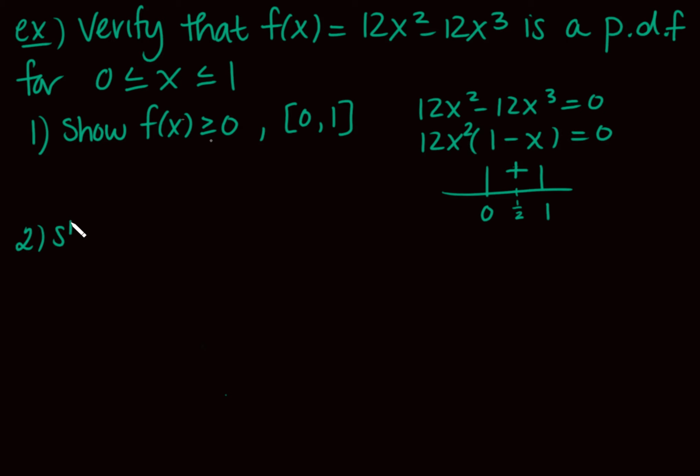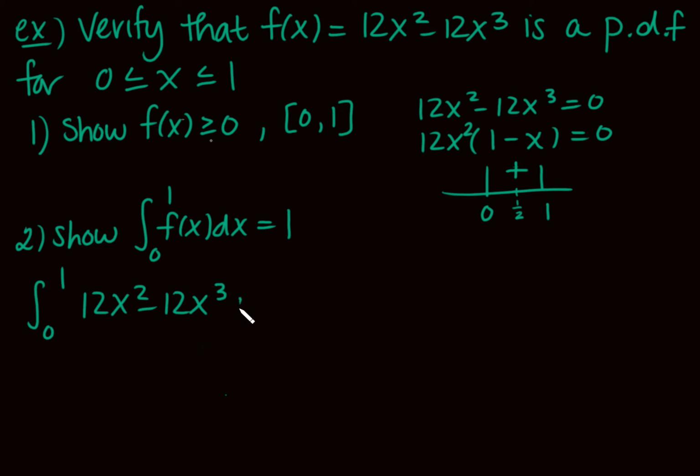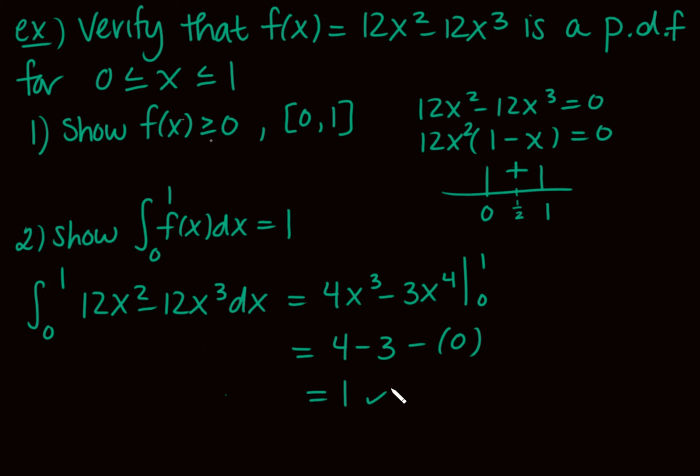Okay, and so the next thing I need to do is show that the integral from 0 to 1 of my function is 1. If I can show that, then it is a probability density function. So let's do that. The integral from 0 to 1 of 12x squared minus 12x cubed dx. At this point in your career, I don't really need to do this for you, but we get 4x cubed minus 3x to the 4th, I believe, from 0 to 1. If I plug in 1, I get 4 minus 3. If I plug in 0, I get 0, and I get 1. So sure enough, we have a PDF, a probability density function.